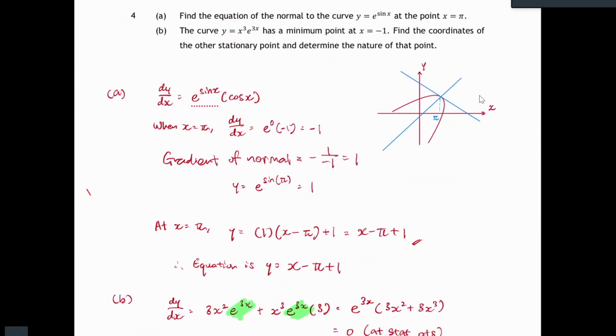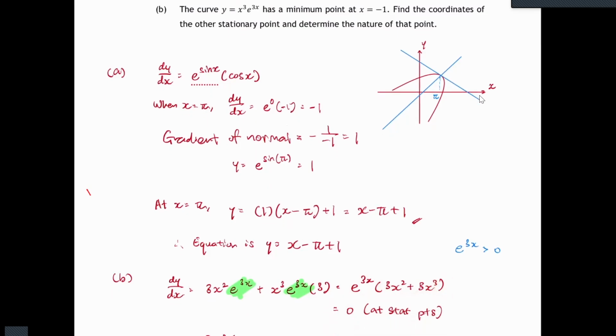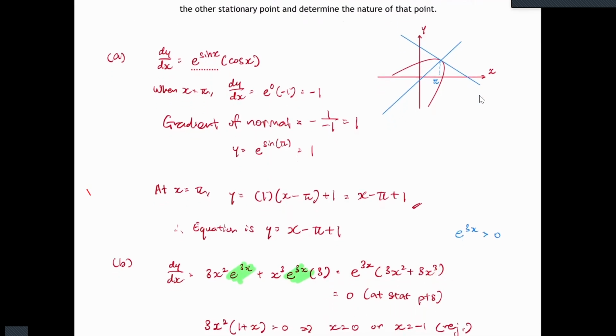I can just factorize that. e^(3x) is a strictly positive term. e^(3x) is strictly exponential functions, strictly positive. So when I equate this to 0, this is a strictly positive term, just a constant. Basically, I can treat it like a positive constant. I focus on when 3x squared plus 3x cubed equals to 0. And we solve, we will get two different values of x. Here, x equals to minus 1 is expected. It's one of the minimum points that the question already stated. So I'll reject that. I focus on x equals to 0.